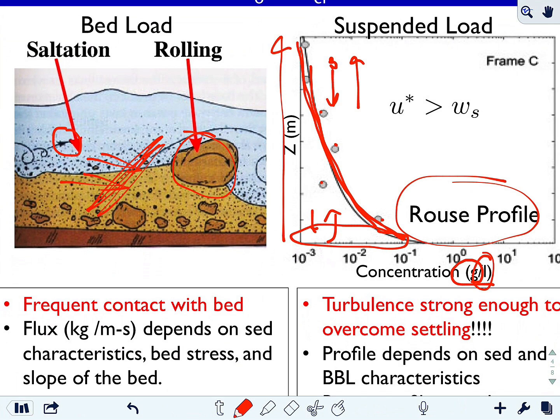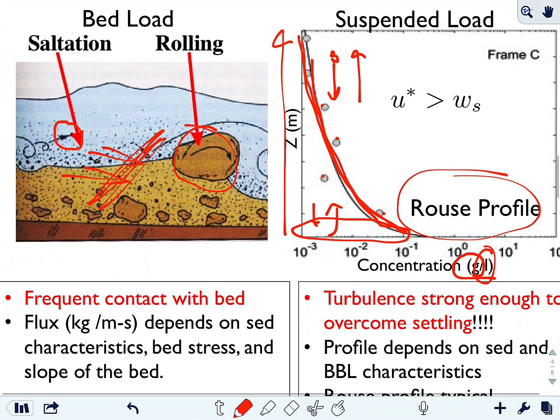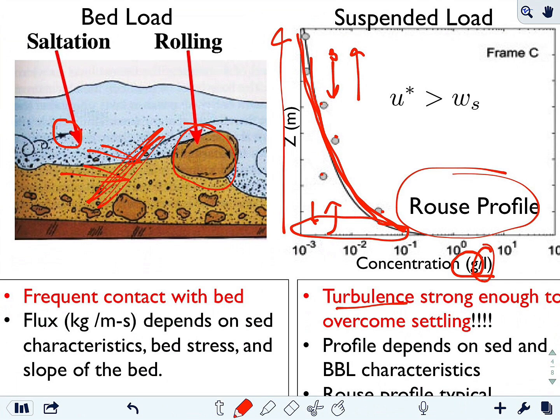So this is a suspended load. Again, turbulence is essentially fighting with settling. The particles all want to come down. The turbulence is able to keep them up in the water column.